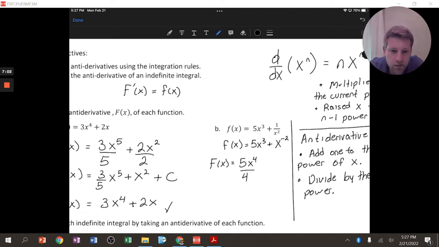Next, we'll do the same thing for x to the negative 2nd power. So we will add 1 to the power, that would be negative 1, and then we'll divide by that new power. So that is negative 1 here.